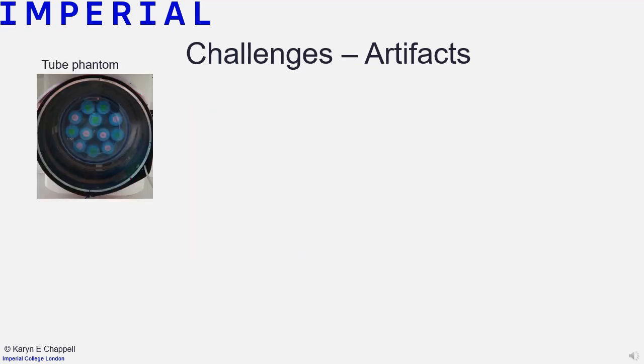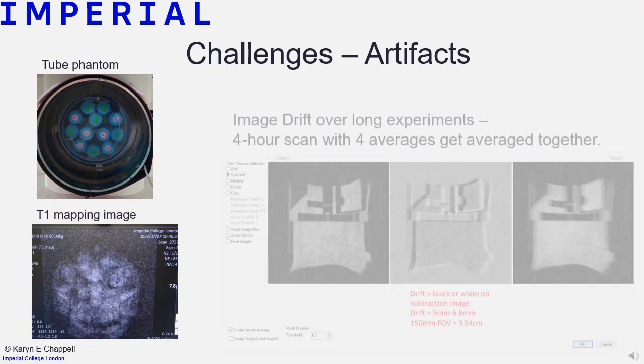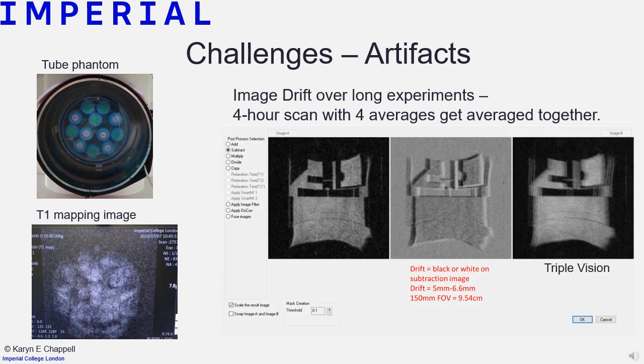Here's another scary artifact. While scanning tube phantoms for T1 and T2 mapping, which is a really, really long sequence, I got this image after 4 hours of scanning. Sadly, the cause is scanner drift in frequency. I'd used 4 averages, and due to variation in temperature of the scanner over time, when the system combined the 4 averages, we got this blurred image seen in this phantom here.